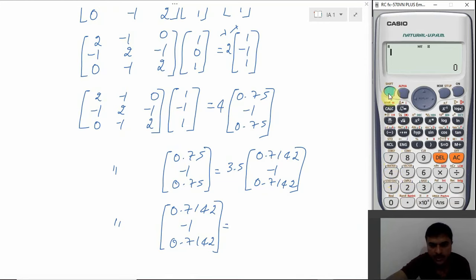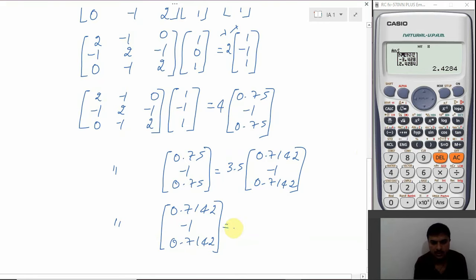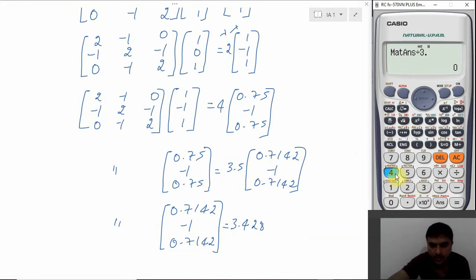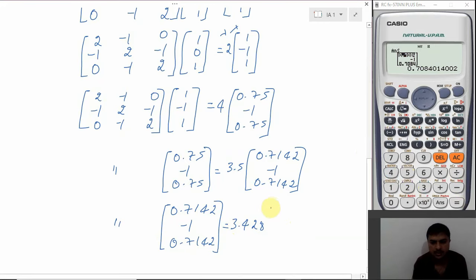Matrix B is ready. AC shift 4 3 into shift 4 4 equal to, yes friends, you can see I'm getting the highest value here. 3.428 is the largest eigenvalue, so I will take 3.428 as the largest eigenvalue in the calculator. You can see, yes friends, so I will just divide this by 3.428 equal to, yes friends, so this is our value.